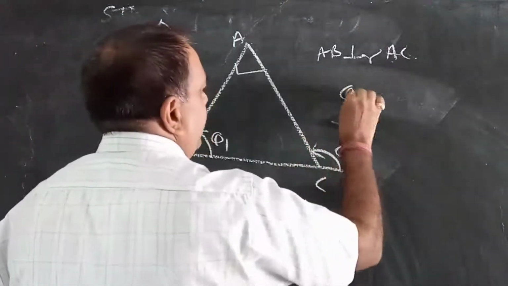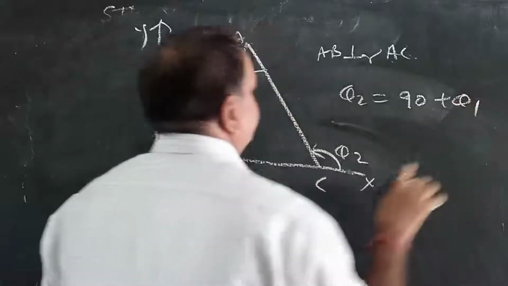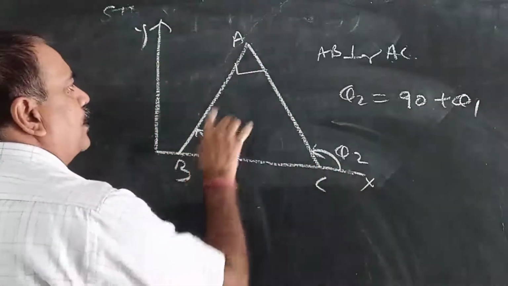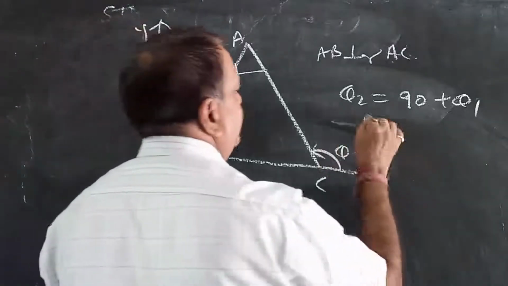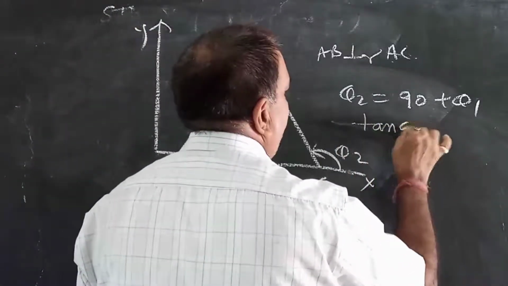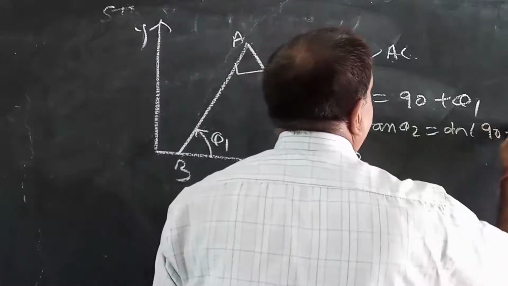We know that the exterior angle is equal to the sum of the opposite interior angles. So theta 2 will be equal to theta 1 plus 90 degrees. Multiply both sides by tan. Tan theta 2 equals tan of 90 degrees plus theta 1.